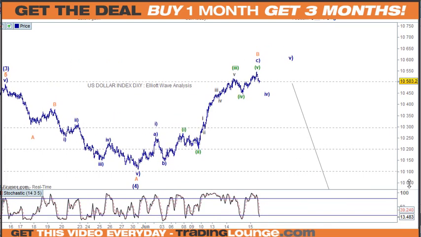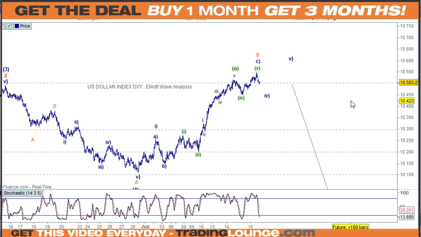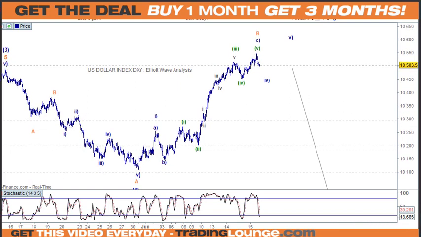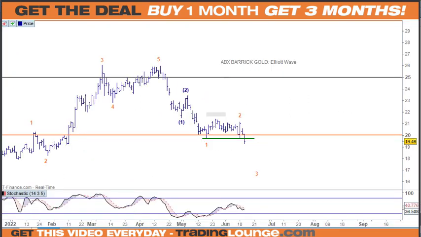Nothing to do today, but those high prices are putting pressure on the commodities, and starting with gold. This is Barrick Gold here. That's how we're looking at GDX with 1 and 2 and 1 and 2 dropping for the low here.